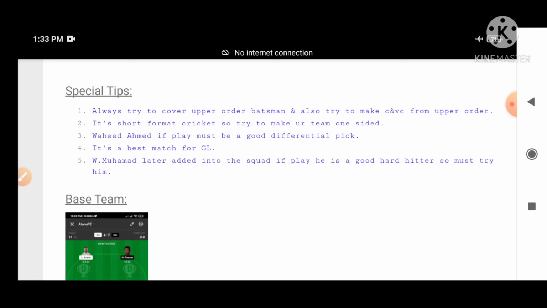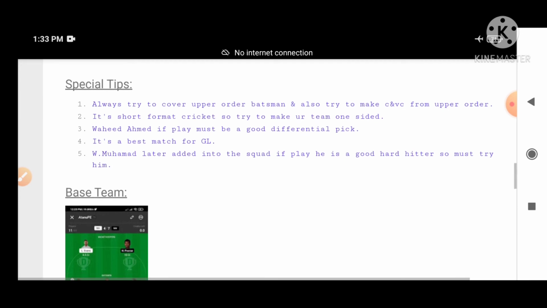Very few matches will be held in a both sided way. If you follow all the matches, then you understand that 50 to 60% of matches go one sided. Okay, then why Ahmed, he plays, must be a good defense player. Many people leave him, but he is a good batting and bowling all-rounder. Okay, since Ahmed plays, you must try him in your team.